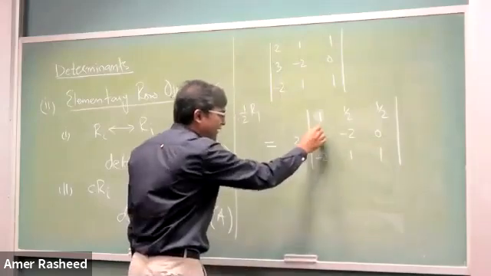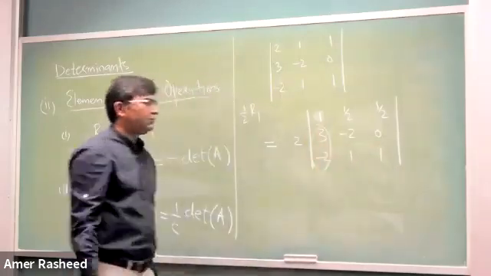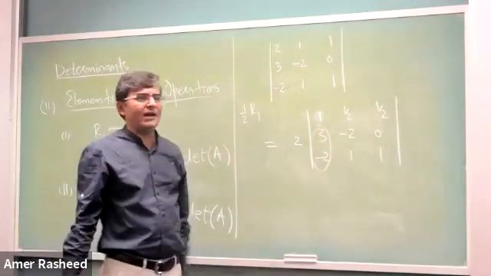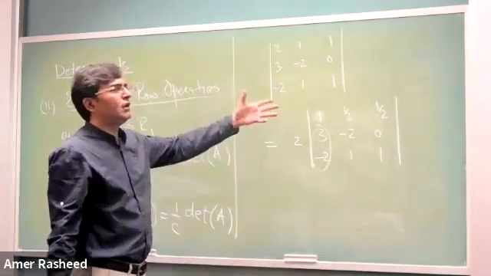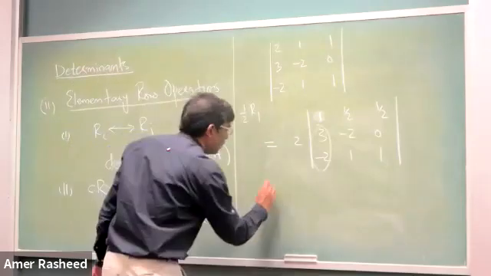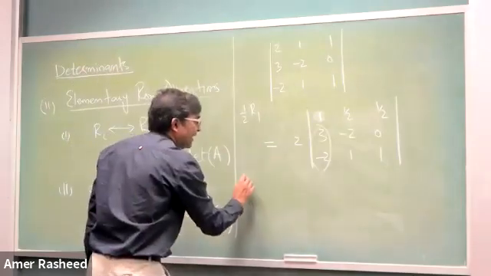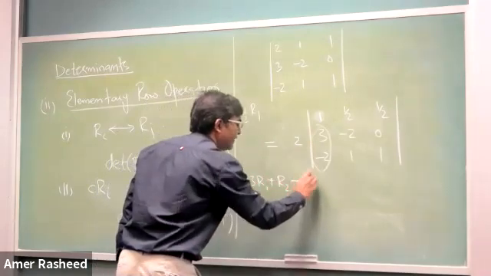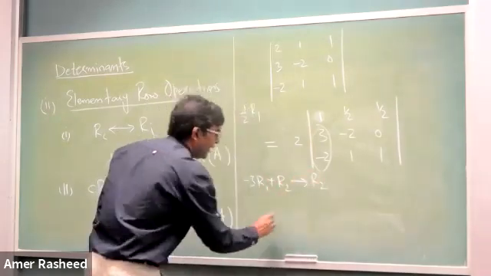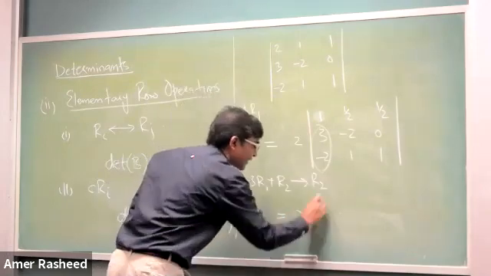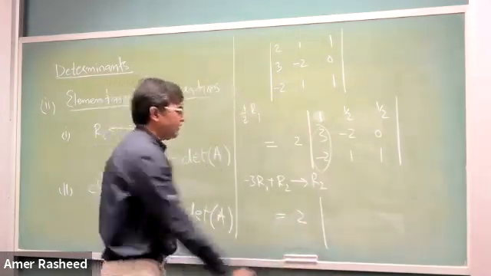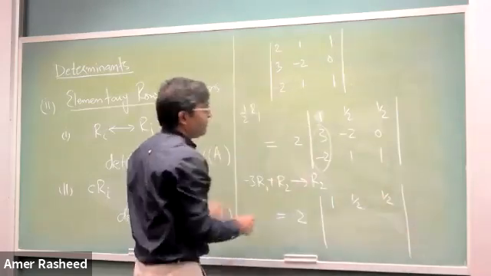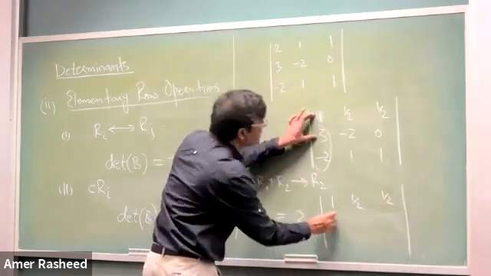Now I'm going to make these 2 entries 0 in order to reduce this matrix into upper triangular matrix, or you have to reduce it into echelon form. Now, what operations do I need here? -3 R1 plus R2, and this is going to change R2. So this determinant is now what? 1 by 2, 1 by 2. Second row will be changed. So I get 0 here.